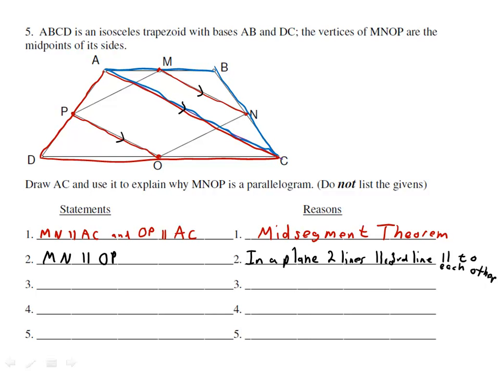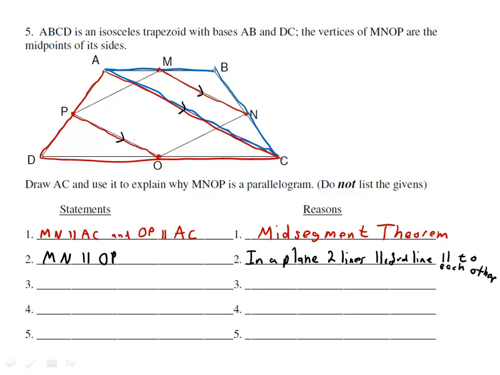So, we have established that, remember what they want us to prove, that MNOP is a parallelogram. Well, we're partway there. We've shown that a pair of opposite sides are parallel to each other. So we got some ways we can show that. And this is how we're going to do that now.